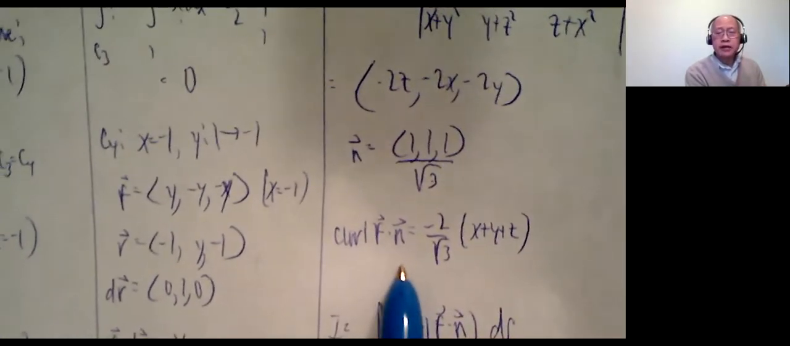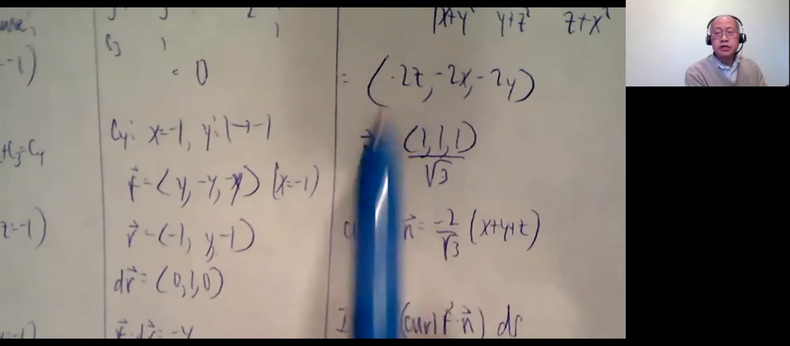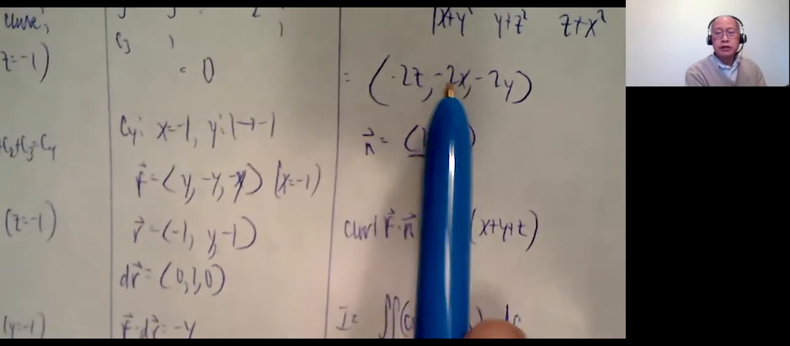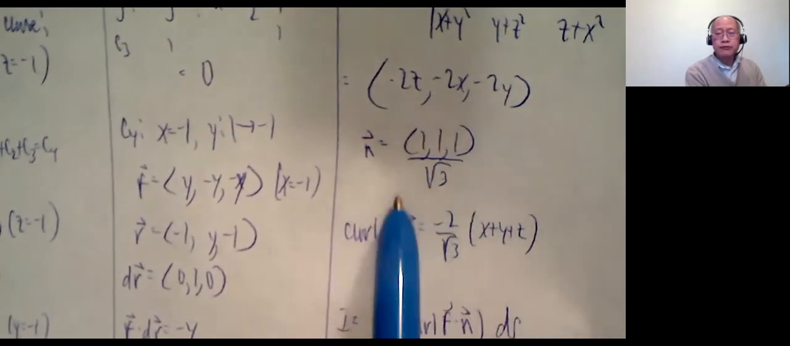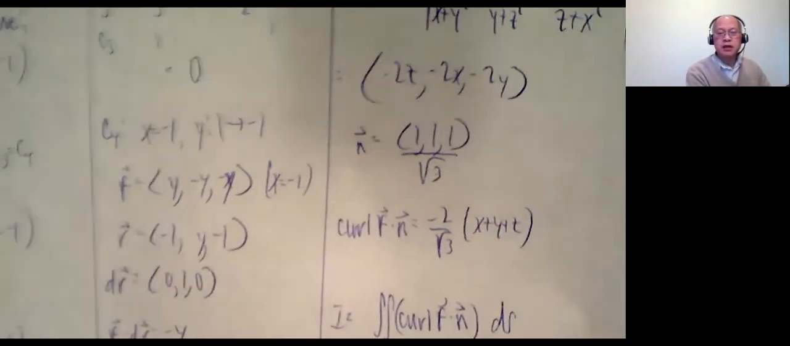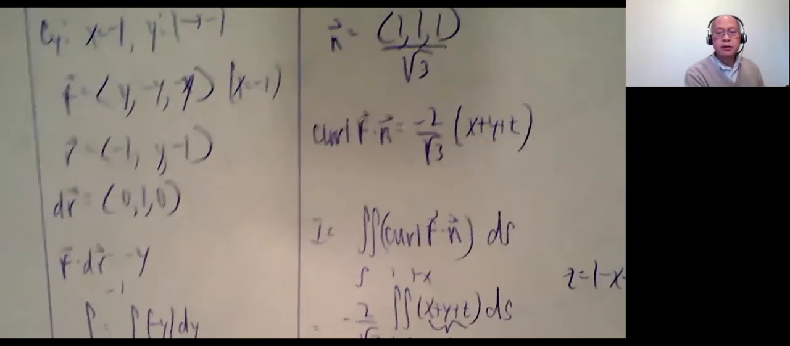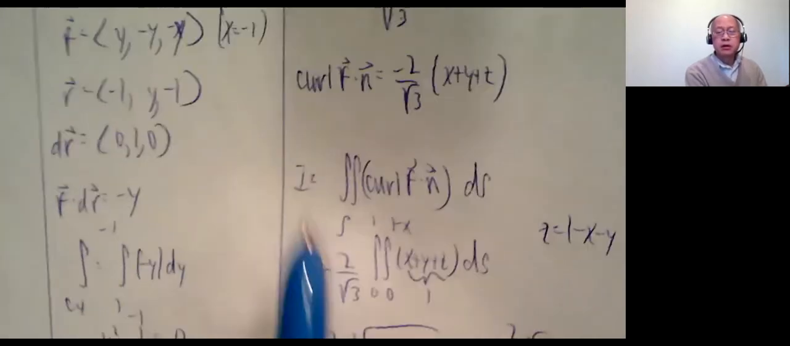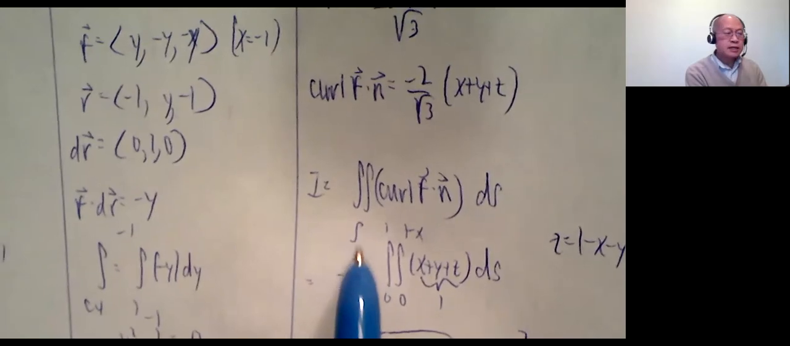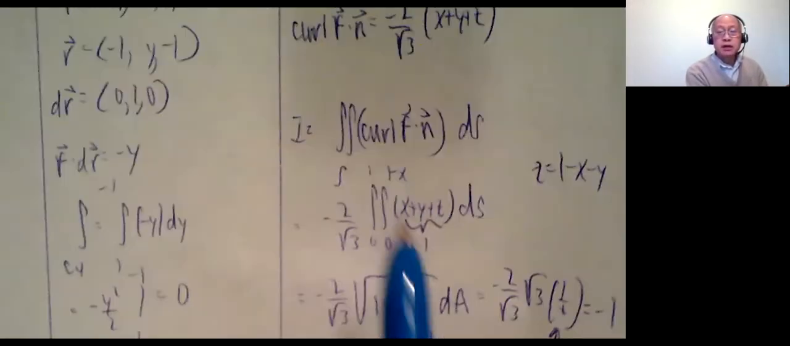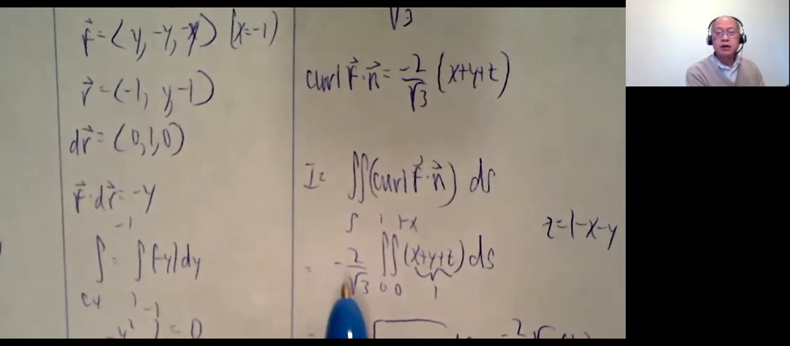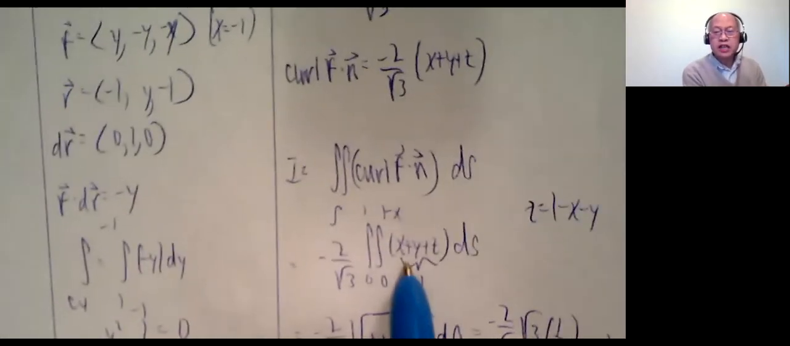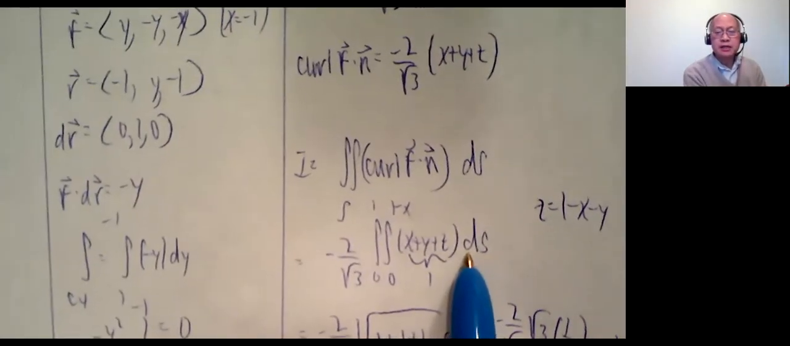So curl F dot n. Negative 2z times 1 over radical 3, minus 2x times 1 over radical 3, minus 2y times 1 over radical 3. They all have a negative 2. They all have a radical 3. It'll be x plus y plus z. So double integral over the region S. The region S is this triangle. Factor out the negative 2 over radical 3. Integral of x plus y plus z dS.